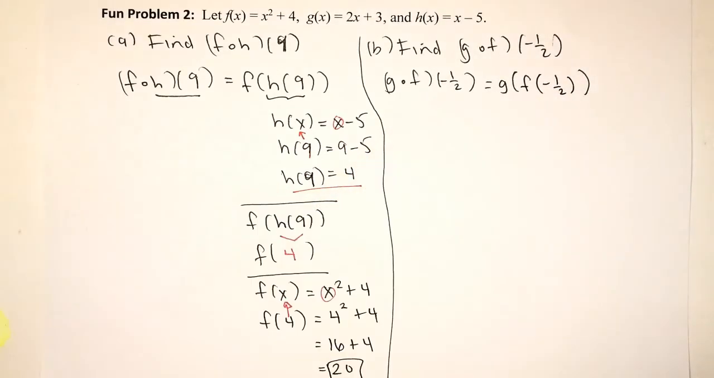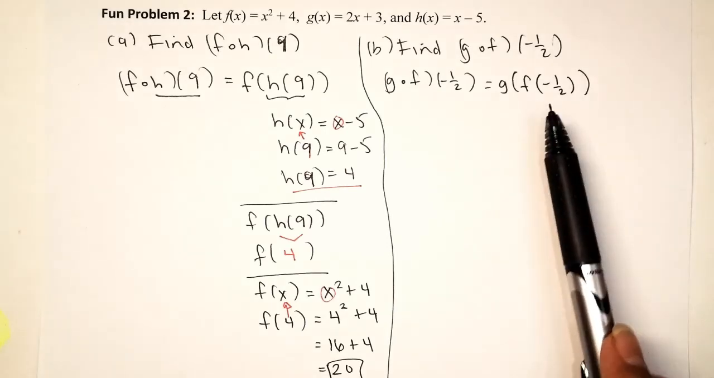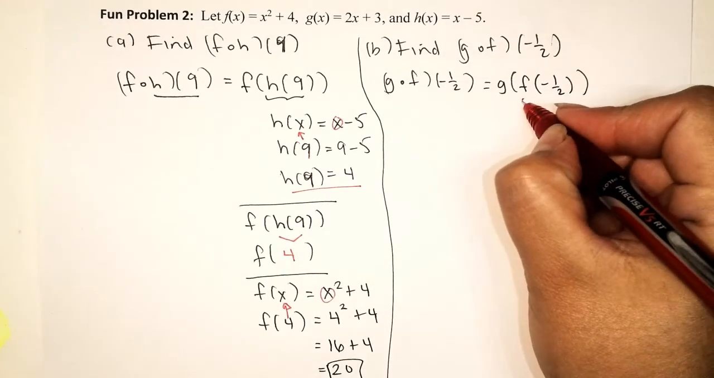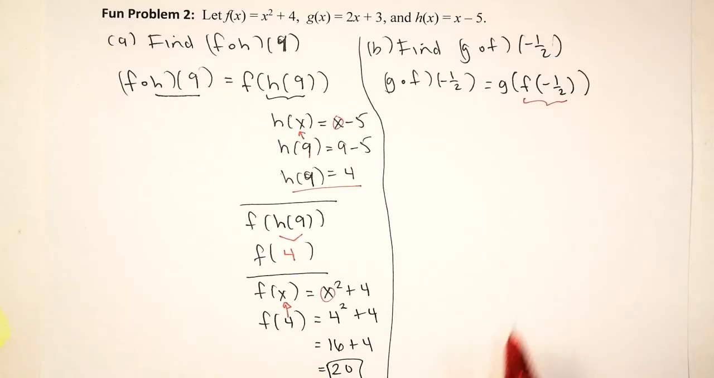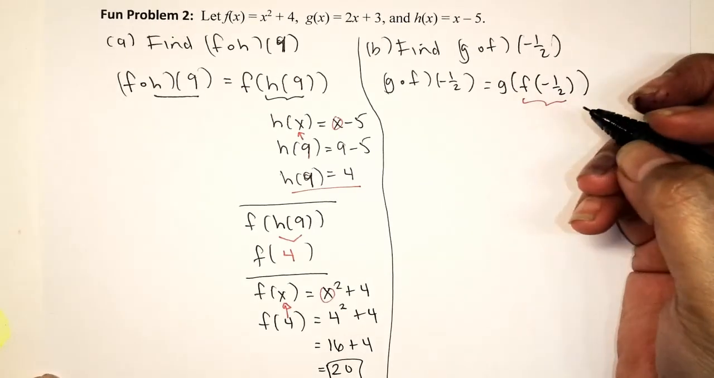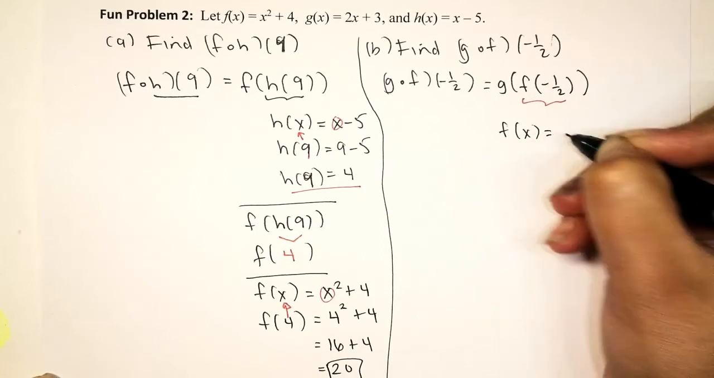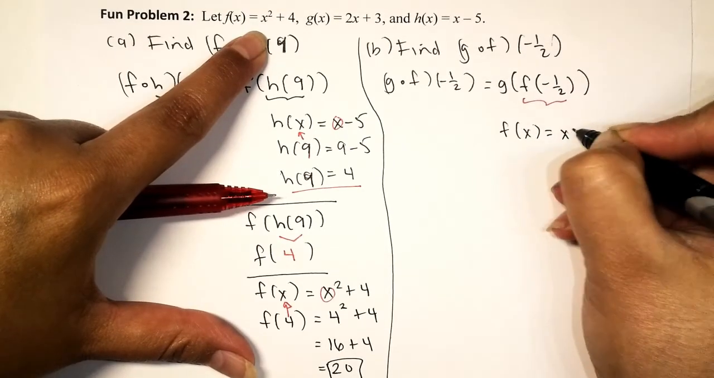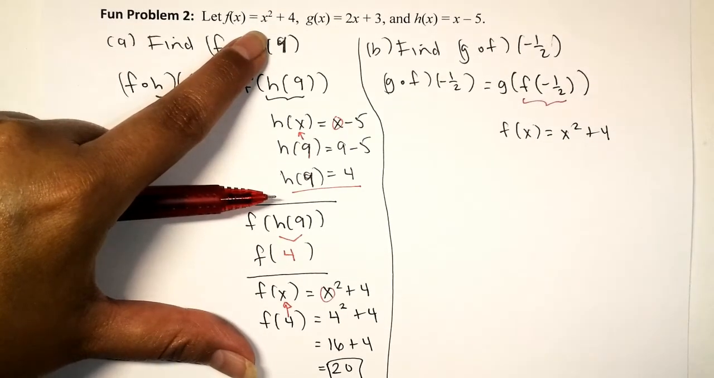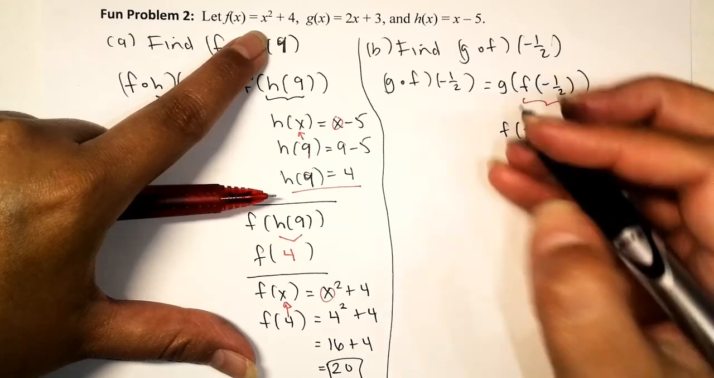Now, am I having a moment because we have a fraction? Yeah, but you have a calculator, so do what you gotta do. Okay, so in order for us to find g of this, we have to know what this evaluates to. So we want to find f of negative 1/2. So let me go ahead, write down what f is. So we have f of x equals x squared plus 4. We take our time to find f of negative 1/2.